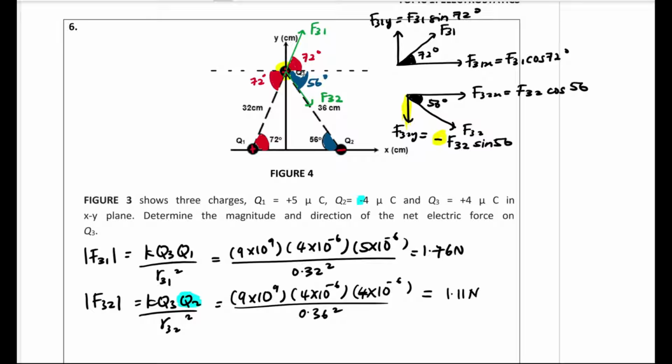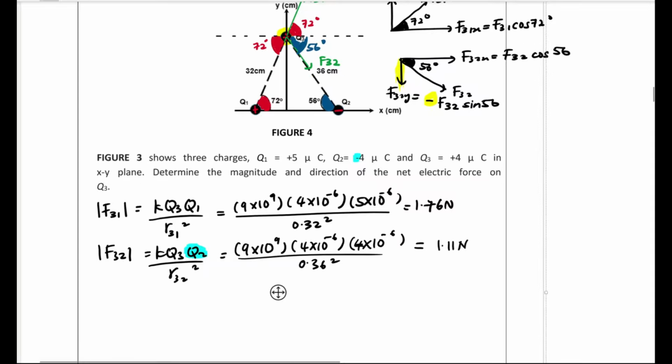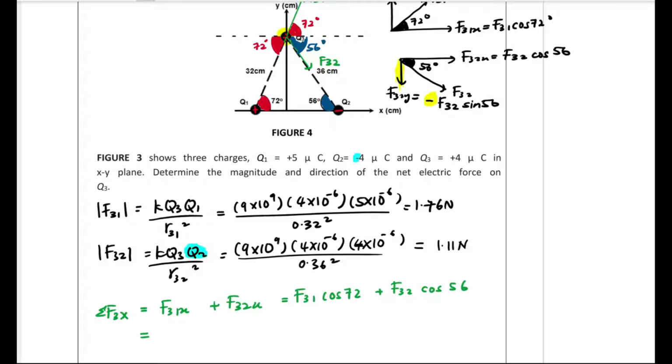Okay. Now you find the total force in X component and also in Y component. Okay. The total force on charge 3 in X component: we have F31X to the right plus F32X also to the right. Okay. So F31X is F31 cos 72 plus F32 cos 56. So we can calculate it. Press the calculator, and you will get 1.16.